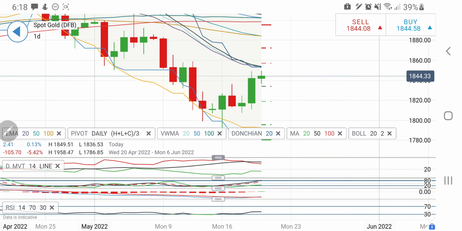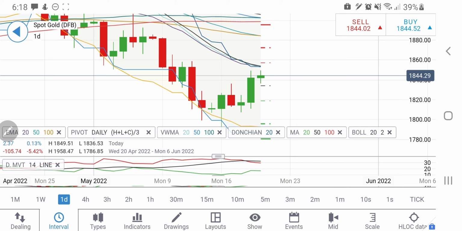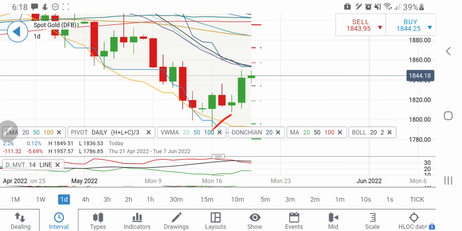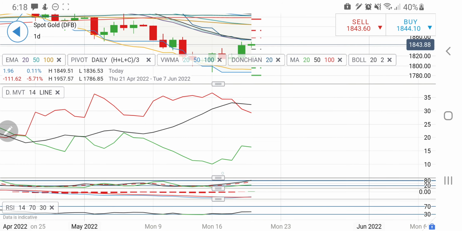So first target 1850, and beyond that 1855. Go long only above 1850, that is very clear. Go short only below 1840 levels. What could happen below 1840? It can try to come back till towards 1834 first target, 1830 next target, and then it may try to come back till towards 1820. That is also very much possible.